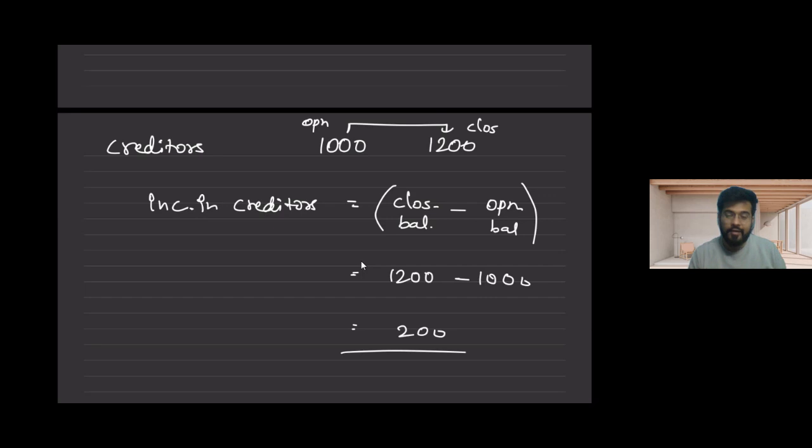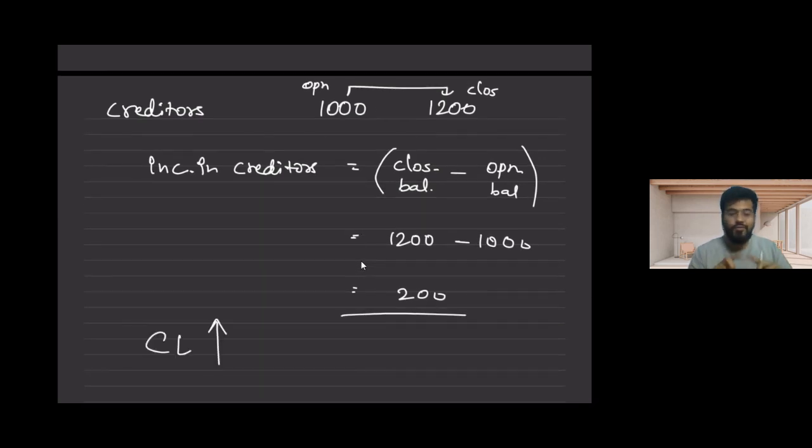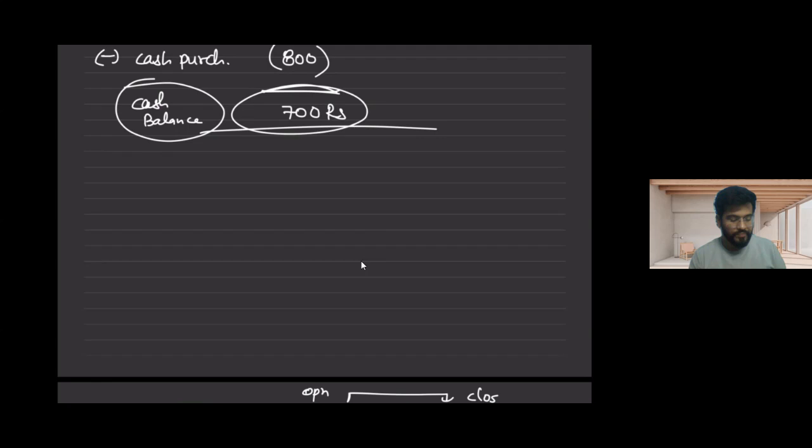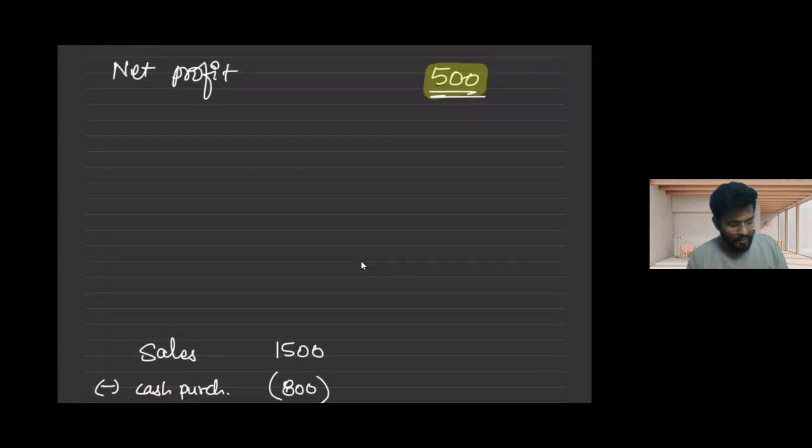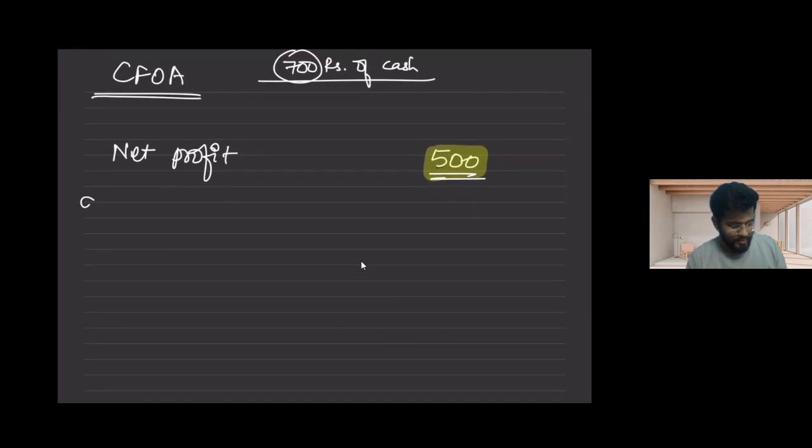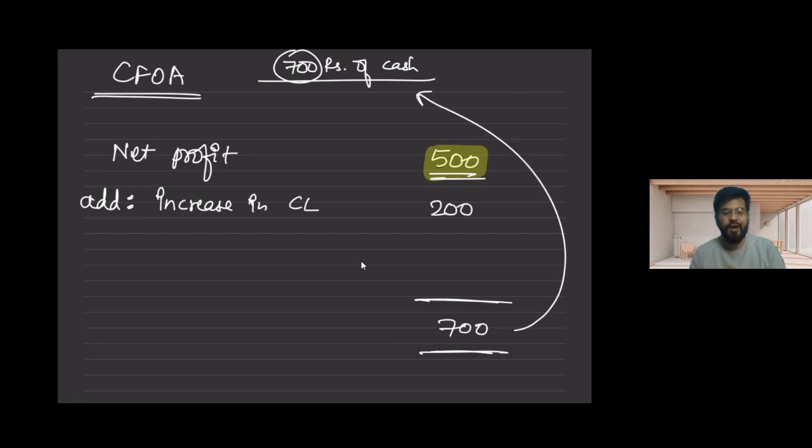That is 200. Whenever your current liability is increasing, that means you have not paid the cash to them, but your profit is reduced because of the accrual concept. So now you have to add back that 200 to your cash flow statement. Whenever the current liability increases, whatever the balance it has increased by will be added. So add increase in current liability 200. Now my total would be 700, and this will tally with my balance sheet. That is the logic behind including the current liability increase in the cash flow. Similarly, if we have a decrease in the current liability, that means that item has been paid, and by that amount we will subtract the cash.